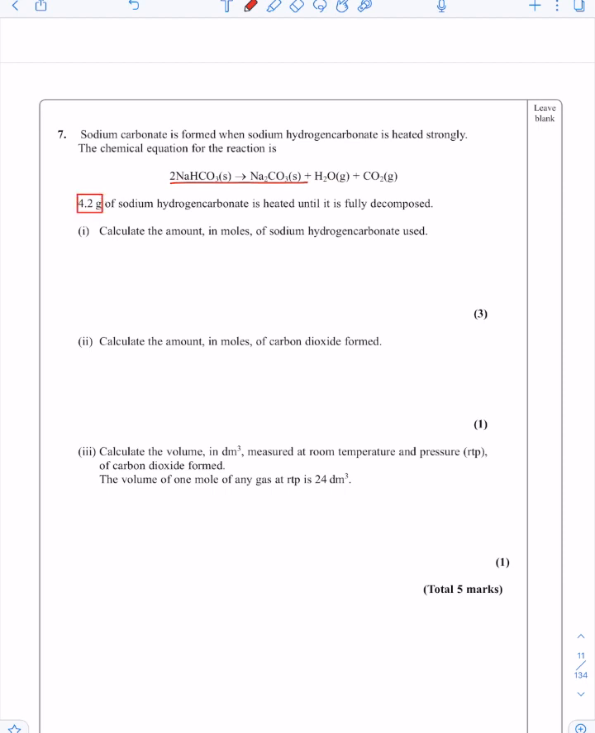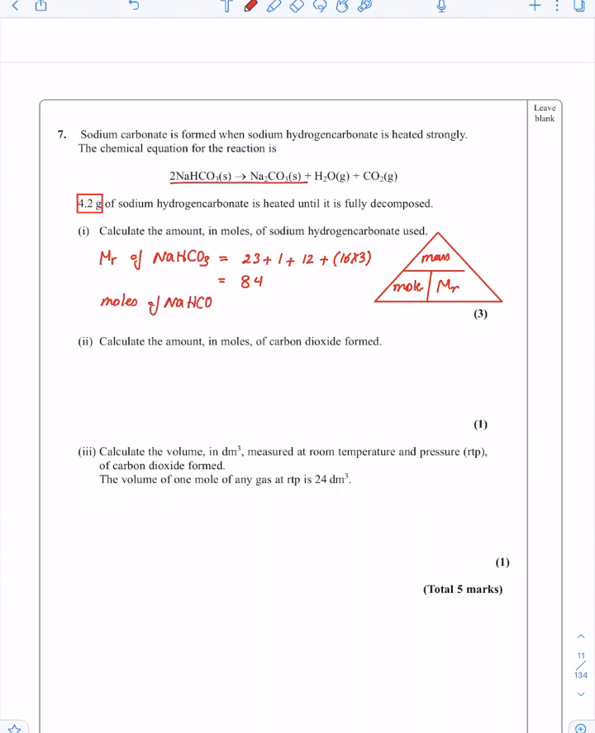sodium hydrogen carbonate used. The law is moles is equal to mass over Mr. So the first thing I calculate is the Mr of sodium hydrogen carbonate, NaHCO3. Sodium is 23, hydrogen is 1, carbon is 12, and oxygen is 16 times 3. All of this gives 84. So the moles of sodium hydrogen carbonate is equal to the mass given, 4.2, over the Mr, which we found is 84, and this gives 0.05 mole.